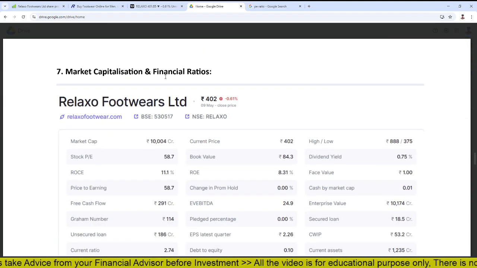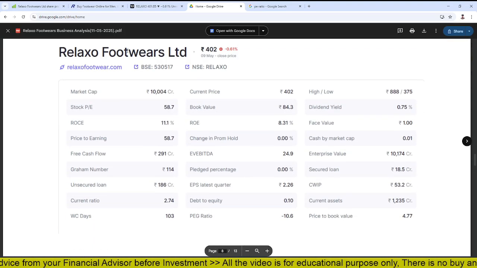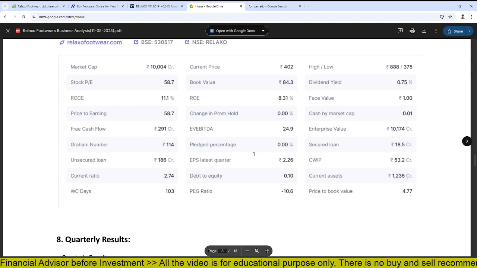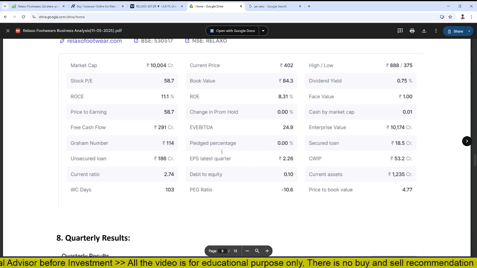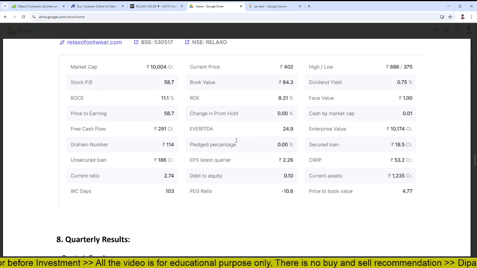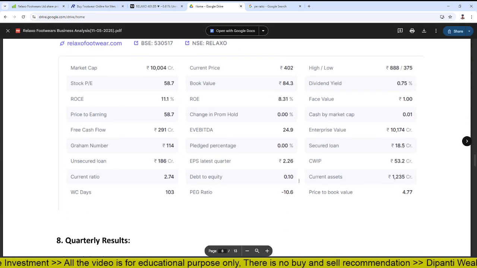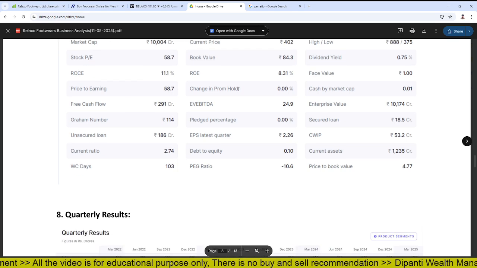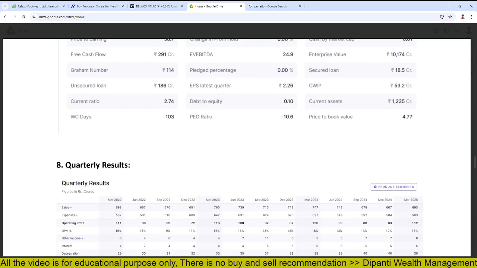So market capitalization and financial ratios I have shown in screener.in, this particular website. You can explore this particular screener.in. You can see all the financial ratios from here, stock, ROC, ROE and all this, PEG ratio.